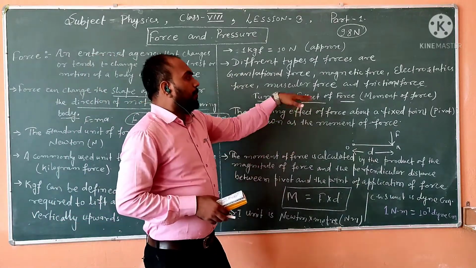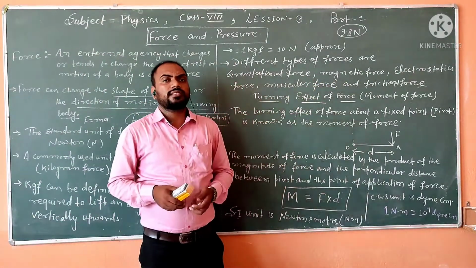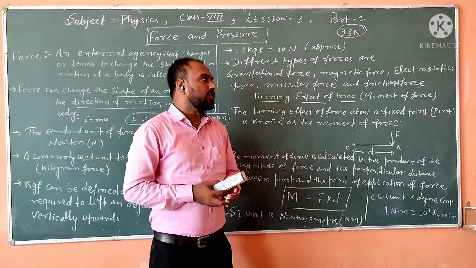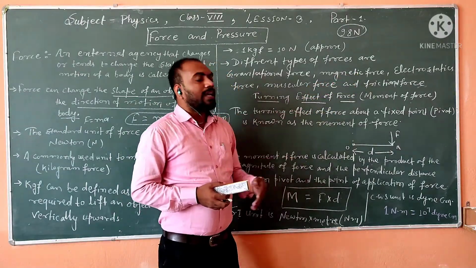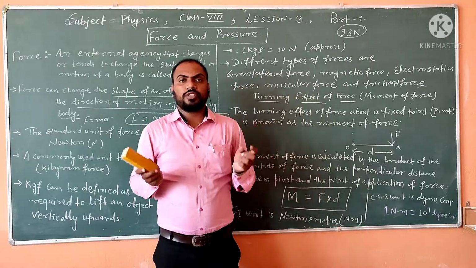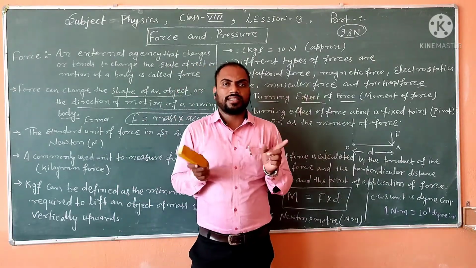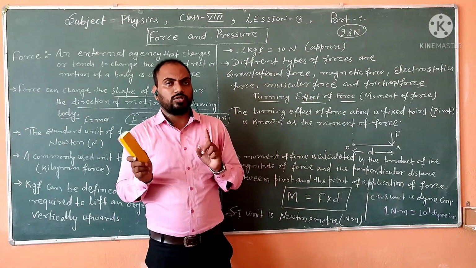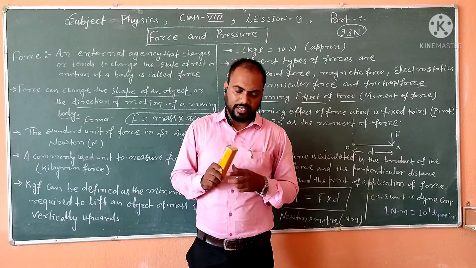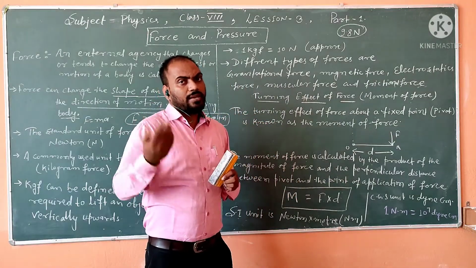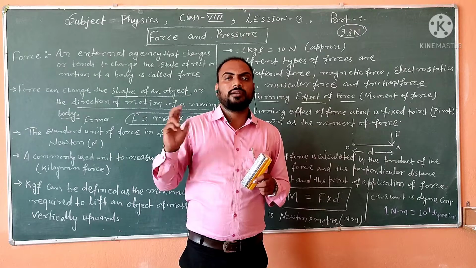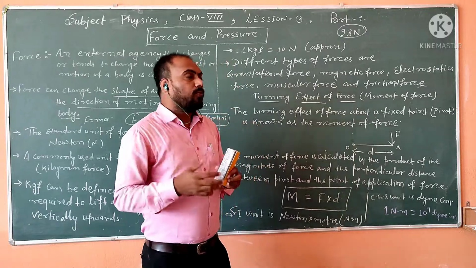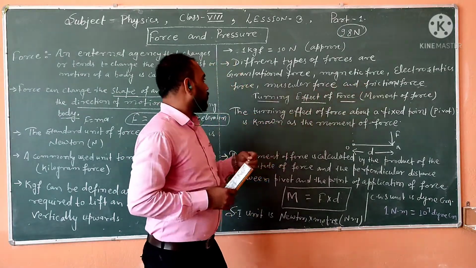Magnetic force. Force exerted by a magnet on iron filings, which attracts them, is called magnetic force. Electrostatic force. The force between two charged bodies is called electrostatic force. When positive charge and negative charge appear on two bodies, they attract each other, or if the same charge appears on both bodies, negative or positive, they repel each other. That force is called electrostatic force.